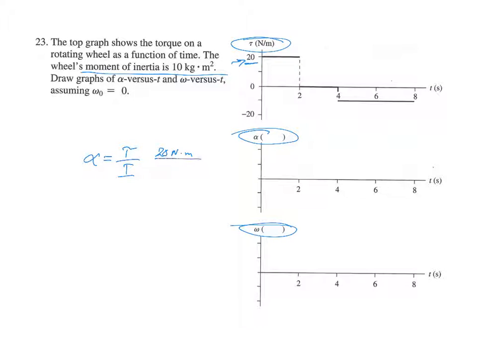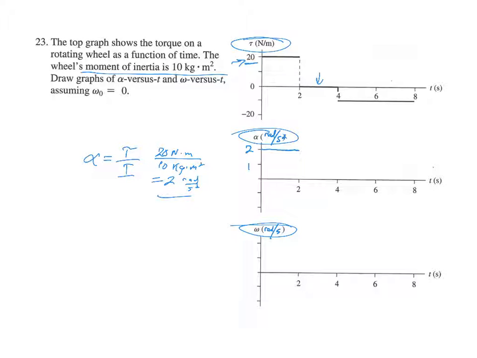Newtons times meters the unit. And my moment of inertia is 10 kg times m squared. This would equal 2 radians per second squared. So I need to go up to 2. I'm going to go 1 and 2 right there, and I'm going to say that the acceleration was 2 for the first 2 seconds.